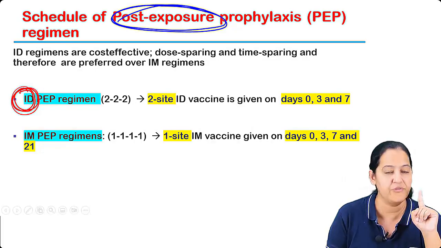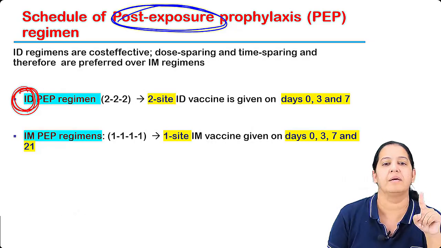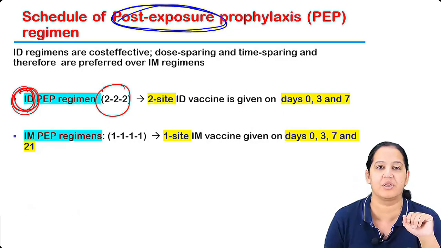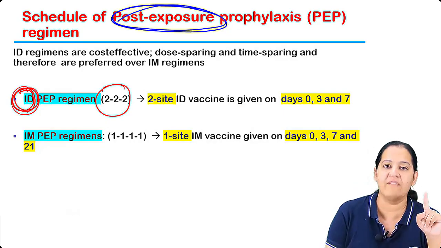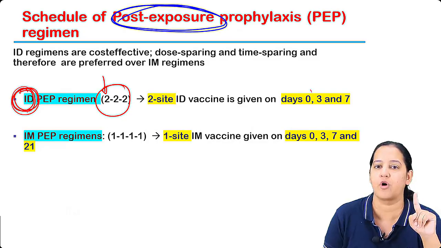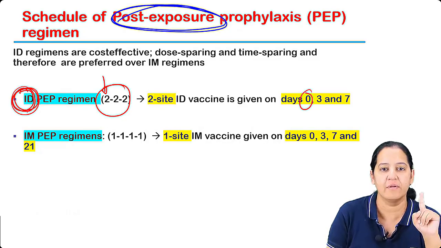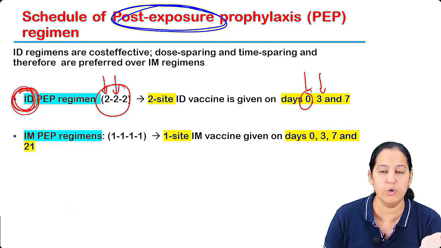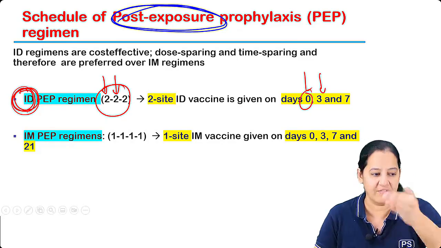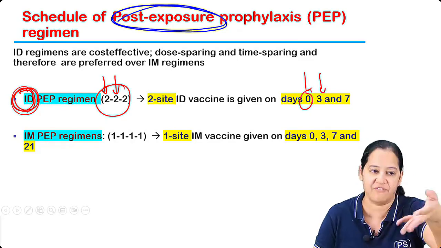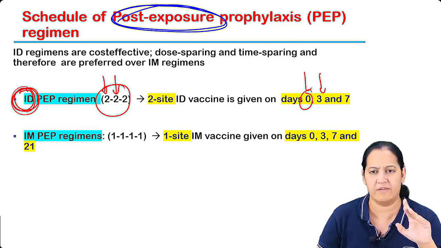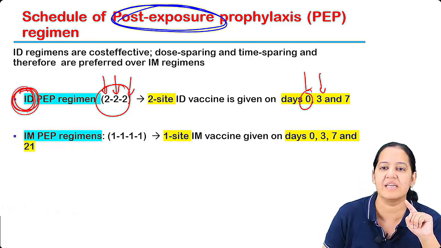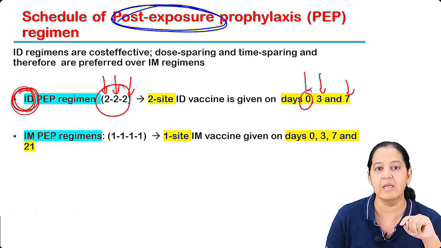Intradermal, total 6 vaccines are given. So total 6 injections, 2 on one day. So 2 I will give today, and day 0 is the dog bite, and 2 I will give the next 2 on day 3. Just suppose today is Tuesday. So today is day 0, then 1, 2, 3. After Tuesday, Wednesday, Thursday, Friday. I will call the person on Friday, day 3 of the dog bite. And the next 2 I will give on day 7 of the dog bite. Got my point? So 2, 2, 2.